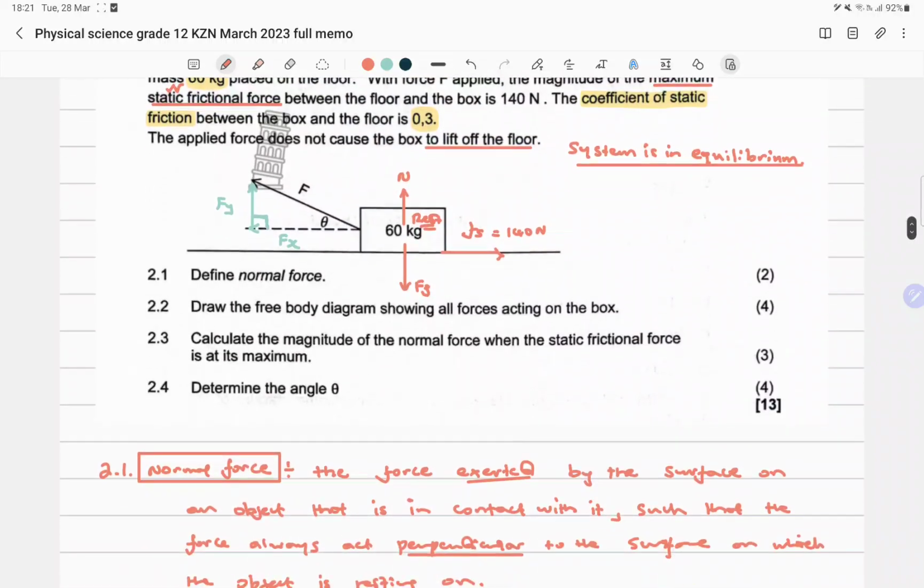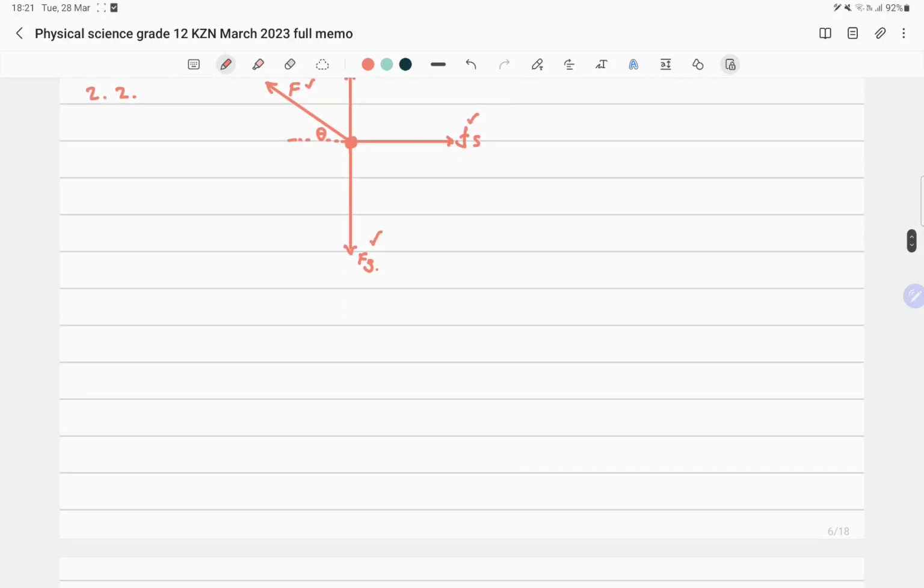Let's just keep going. Now it says calculate the magnitude of the normal force when the static frictional force is at its maximum. All right, so you can see 3 marks. Easy question. Don't even think too hard there. 2.3. We know that the frictional force is given by the coefficient of static friction multiplied by the normal force, which implies we're given that this is 140 equals, this is 0.3 times N. We know that therefore our N is going to be 140 divided by 0.3.